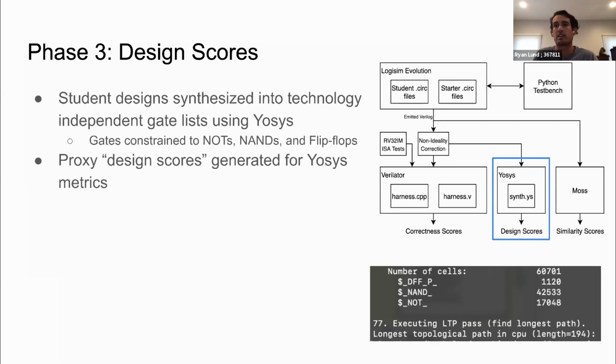So for area, we multiply the number of cells of each type by the transistors per cell and sum them together. And that gives a proxy of how much area is being used. And then to generate a timing approximate, we generate the longest topological path between two state elements in a given student's design.